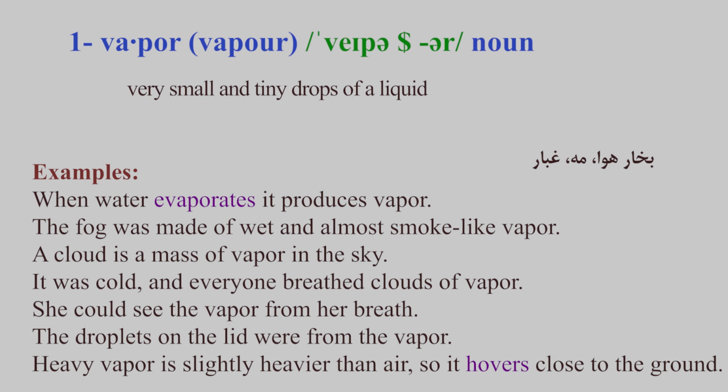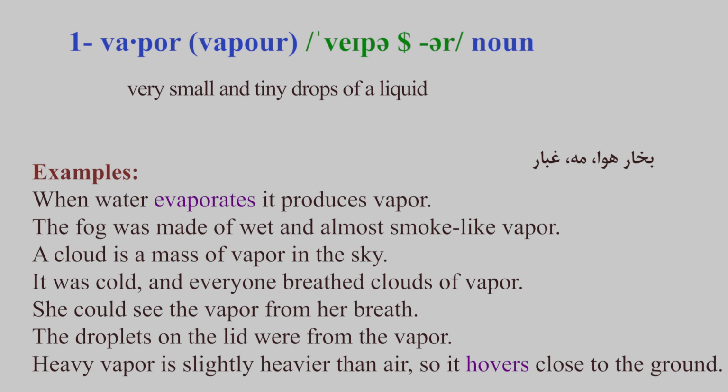The next example is the fog was made of wet and almost smoke-like vapor. I think it is clear. A cloud is a mass of vapor in the sky. We have a lot of vapors and they are gathered together somewhere and they create a cloud. The next example is it was cold and everyone breathed clouds of vapor. And she could see the vapor from her breath. I know that everybody has seen that when it is cold, we're breathing out and we can see the vapor coming out of our mouth.